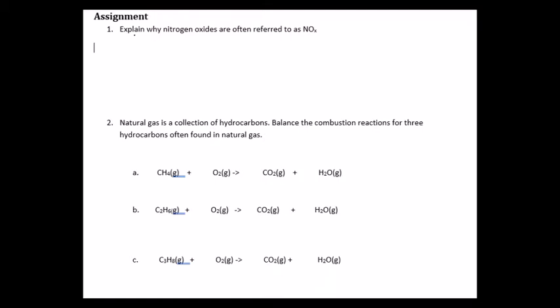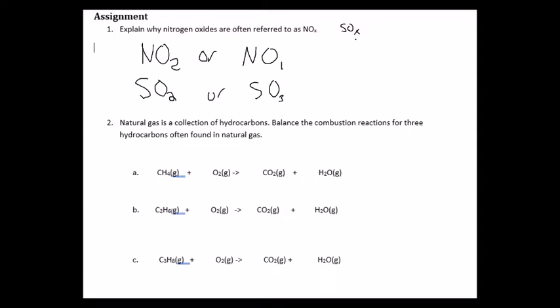First question is explain why nitrogen oxides are referred to as NOx, and that's because they can be NO2 or NO, which is NO1, but we don't put the 1 on there, so it can be both. So that's why they're referred to as NOx. X is just 1 or 2. Sometimes SO2 can be referred to as SOx. They call them NOx and SOx because it could be SO2 or SO3. So if you see that X, it just means that there's multiple ones of them.